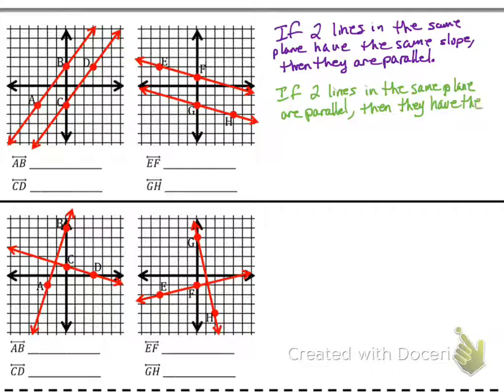They have the same slope. Okay? So that means same slope. Sorry, let me fix that. Same slope means they are parallel, and vice versa. Parallel lines have the same slope.